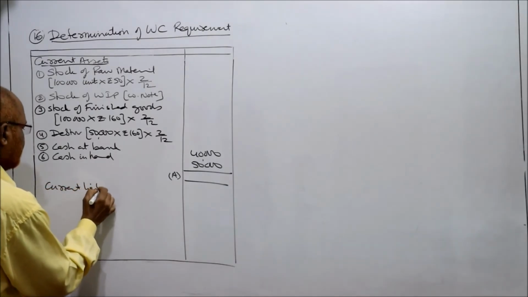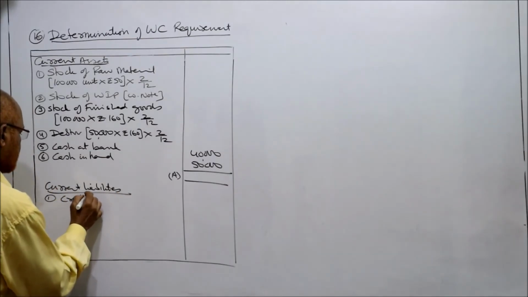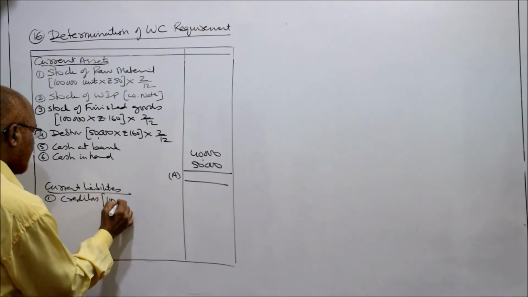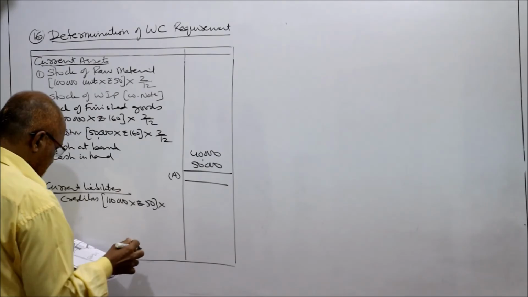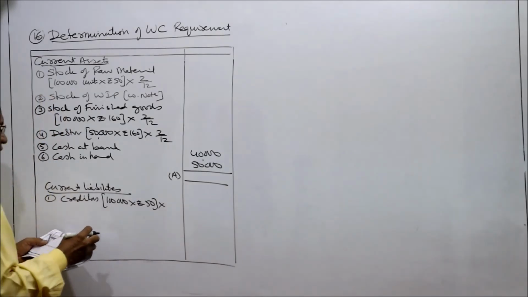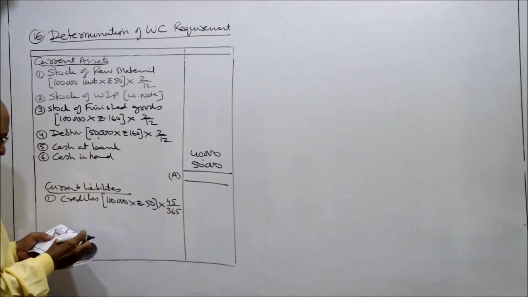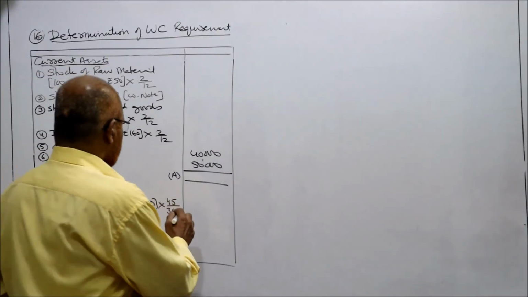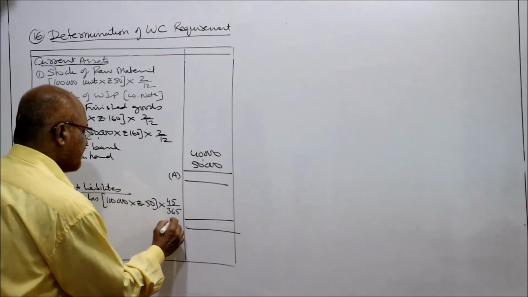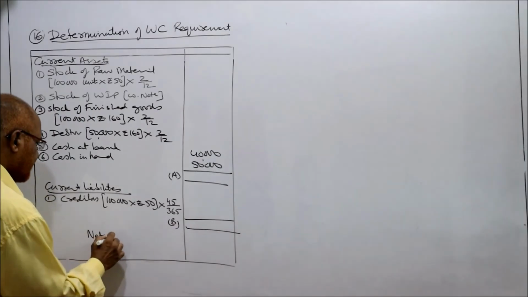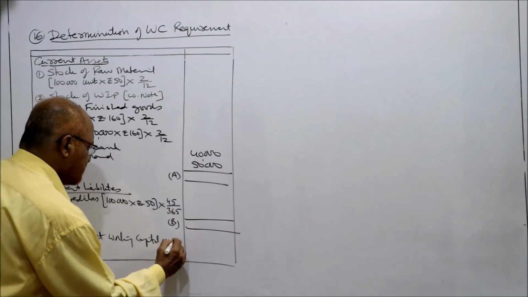Now current liabilities. Creditors: 1 lakh units into rupees, material cost is 50, into. Creditors are allowed 45 days, so 45 divided by 365 days. That's it. So only one current liability, that is creditors. Net working capital is A minus B.